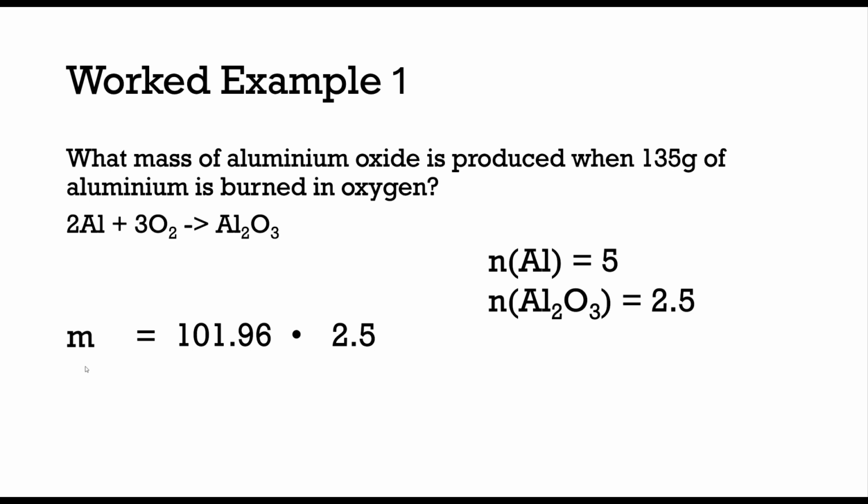Plugging this into the formula, we get m equals 101.96, which is just using your data booklet to find the Mr of Al2O3. And you multiply that by 2.5, and this will give you an answer of 255.1 grams.